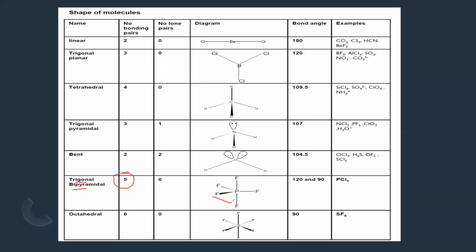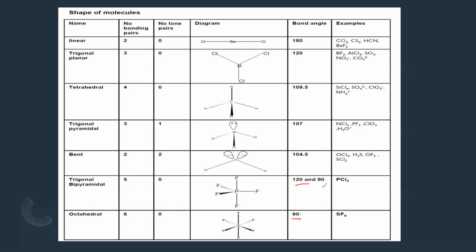Why bipyramidal? It's making 2 pyramids, one up, one down. That's what it's known as, bi. Bi means 2, and pyramidal, it's like the shape of a pyramid. And if it is having 6 electron bond pairs and there is no lone pair, then it is known as octahedral with a bond angle of 90 degrees.